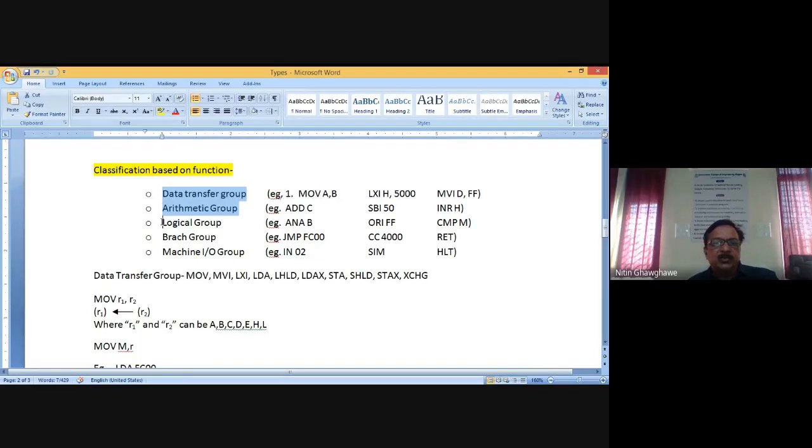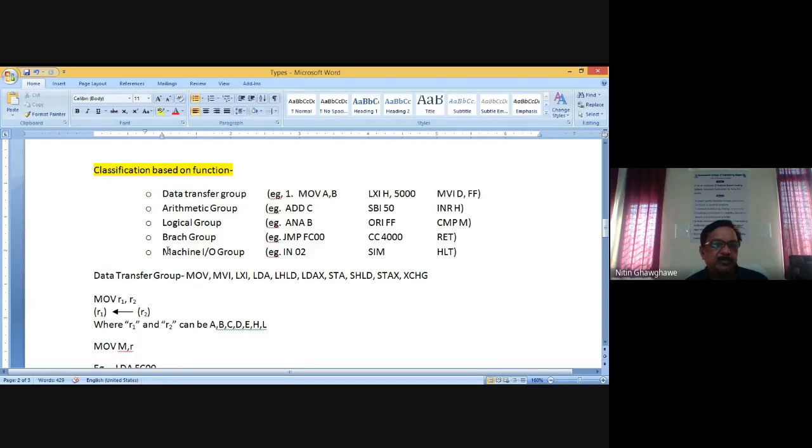Then the logical group performs logical operations like AND, OR, XOR operations, compare, etc. Then the branch group is the group where the program control is transferred to a particular location. For example, while executing the program, if you want to transfer the control to another location, you can do it with the help of jump or call instructions. Jump FC00, for example, means jump the control to this location. So there are various instructions belonging to this group.